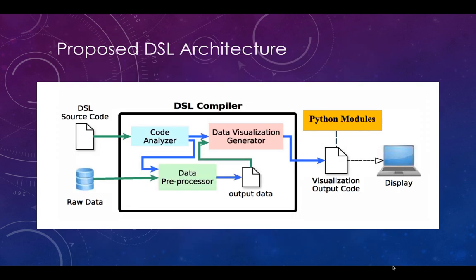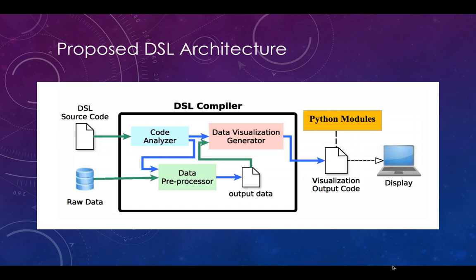So this is the proposed DSL architecture. The user needs to create the source file using DSL syntax and grammar, needs to provide raw data in a NetCDF file, and it should pass through the DSL compiler. The DSL compiler has a code analyzer, so it will go through the code analyzer first. It will analyze the code and check whether there are any syntax errors. If there are any syntax errors, it will throw domain specific error messages for the user. If everything is okay, then it will pass to the data processor.